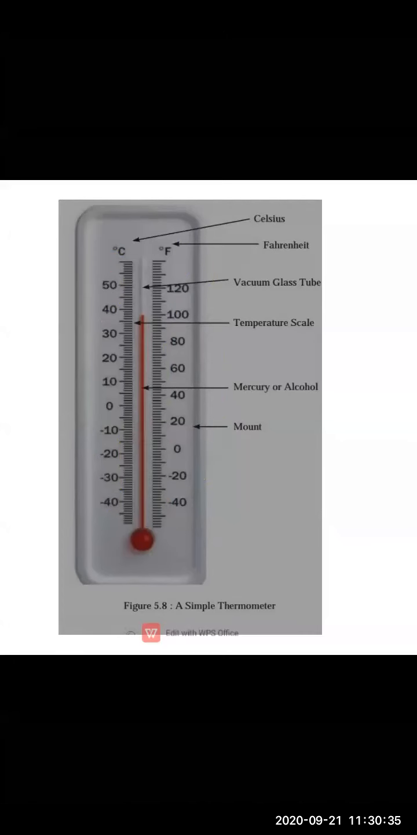Now here, this is the temperature scale, children. And here this is the vacuum glass tube, an empty glass tube. In that the mercury or alcohol is present, and here this is the mountain. Now this is a simple thermometer, children. Now let us study this in detail. Here the mercury or alcohol is used in the thermometers.